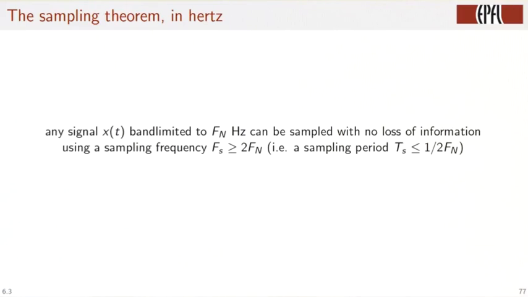Maybe this is a good point to describe the sampling theorem in terms of hertz frequencies. So any signal x(t) band-limited to Fn in hertz can be sampled with no loss of information by using a sampling frequency Fs greater or equal to 2 times Fn. Fn is the so-called Nyquist frequency, that's the maximum frequency present in the signal. Or the sampling period Ts has to be smaller or equal to 1 over 2 times Fn.